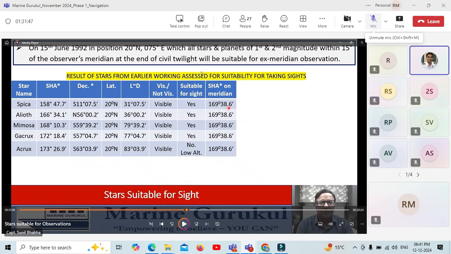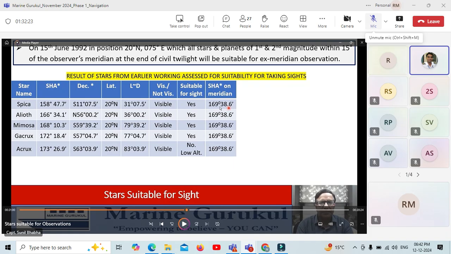So beta, this is the SHA of the star on the meridian. This is the SHA which we calculated in the first step, 169.38.6. Okay up to here? Sir, on the left side, we also have SHA star 158.47.7. That is the SHA of Spica. 158.47.7 is the SHA of Spica, and 169.38.6 which we have mentioned here is the SHA of our meridian.